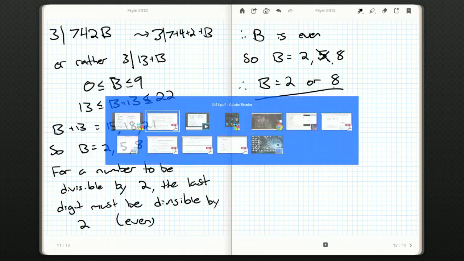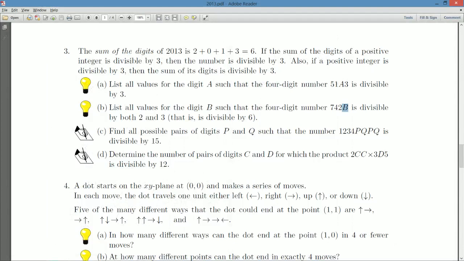So that's B part. Those are 2 light bulb questions. They just asked us to list out values of A and B. But we did a bit more explanation than we needed. Alright, so C and D are the written portions. Find all possible pairs of digits, P and Q, such that the number 1234PQPQ is divisible by 15. Okay. So to be divisible by 15, you need to be divisible by 3 and 5.